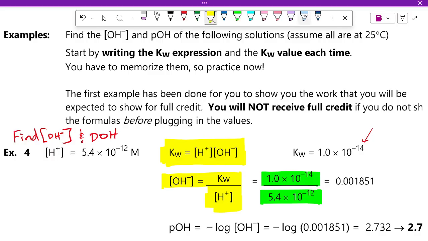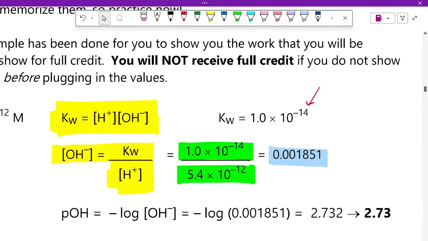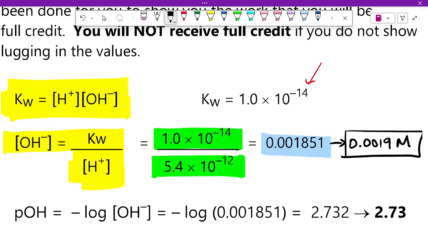Now, is that the correct answer for hydroxide concentration? No, what's wrong with it? We need sig figs, so that's going to become 0.0019. Anything else? M. You could put it in scientific notation. There's only 2 zeros, so I would say it's optional. When you get into the 3 zeros, it starts to get a little dodgy.